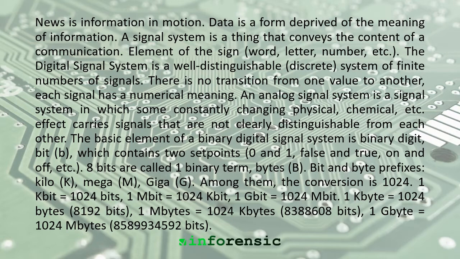The basic element of a binary digital signal system is the binary digit, bit, b, which contains data points 0 and 1, false and true, on and off, etc. 8 bits are called one binary term, byte, B. Bit and byte prefixes: kilo, K, mega, M, giga, G. Among them, the conversion is 1024.